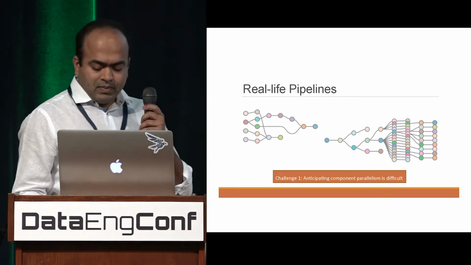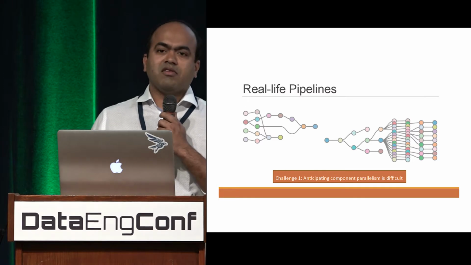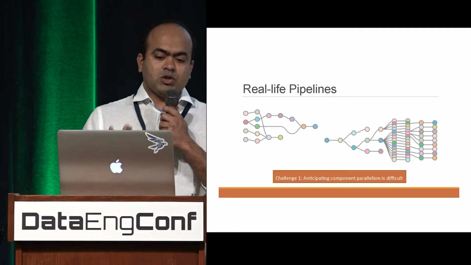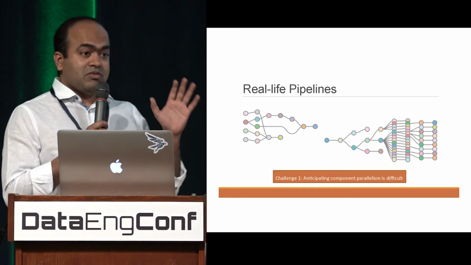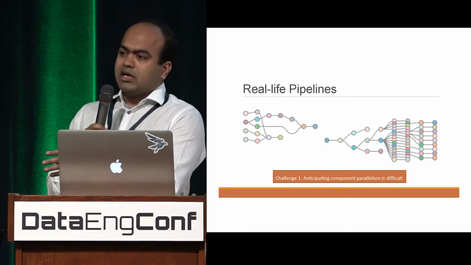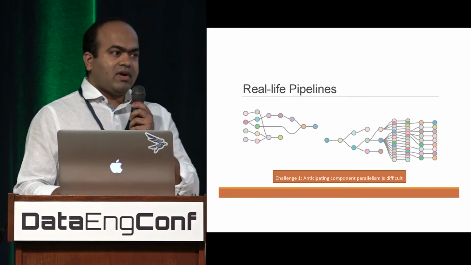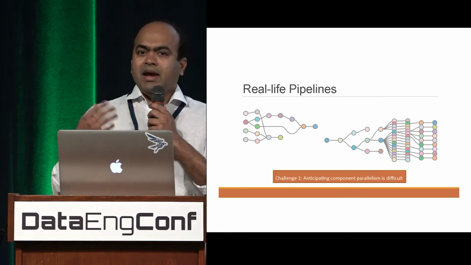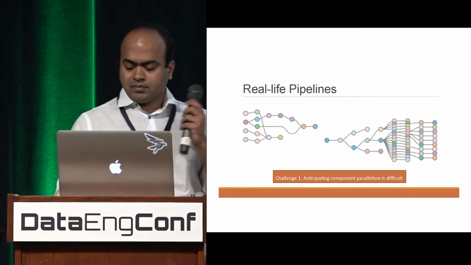So when I talk to developers, the first challenge they see is that it is very difficult to find out what parallelism you should tune for the topology. How many instances should it be running? Anticipating component parallelism just by looking at the logical visual diagram of the topology is very, very hard. People spend a lot of time; the time to market, the time to take an application to production, just increases by weeks when you have these kinds of complex topologies.